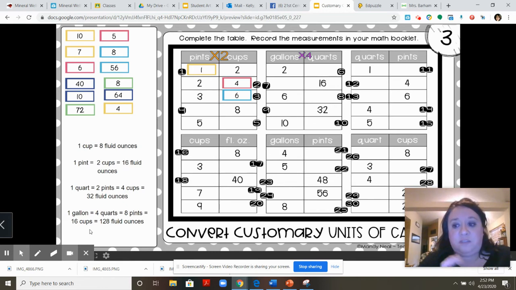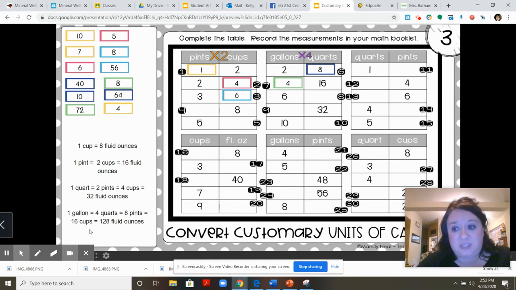So I have 2 gallons. If each gallon is worth 4 quarts, 2 times 4 equals 8. So I'm going to fill that in. Then I have something gallons times 4 equals 16. What times 4 equals 16? So we could skip count by 4s. We have 4 times 1 is 4, 4 times 2 is 8, 4 times 3 is 12, 4 times 4 is 16. So I'm going to fill in a 4 in that spot. 4 gallons are equal to 16 quarts. Okay, then I have 6 gallons.